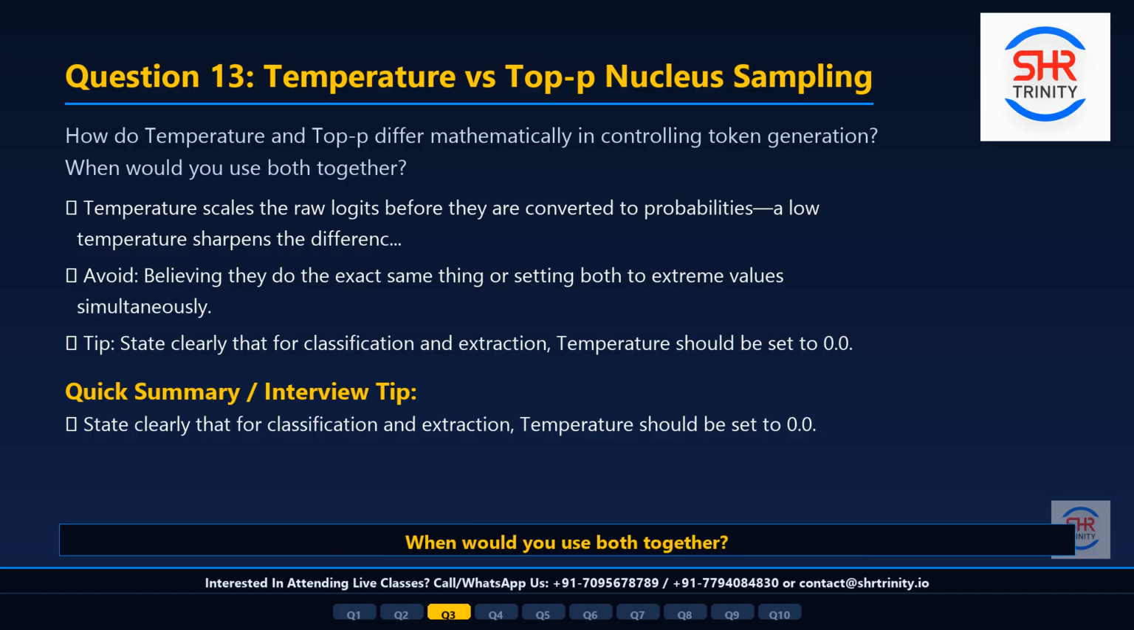Temperature scales the raw logits before they are converted to probabilities. A low temperature sharpens the differences, making high probability tokens even more dominant, while a high temperature flattens them. Top P, nucleus sampling, limits the token selection pool to a cumulative probability percentage, e.g., top P of 0.9 means we only consider the top tokens whose combined probability equals 90%, discarding the bottom 10%. I do not usually tune both heavily at the same time. The standard practice is to keep top P at 1.0 while adjusting temperature, or vice versa, to avoid unpredictable output degradation.